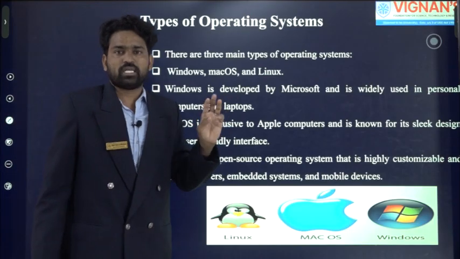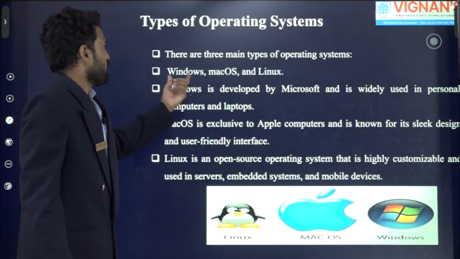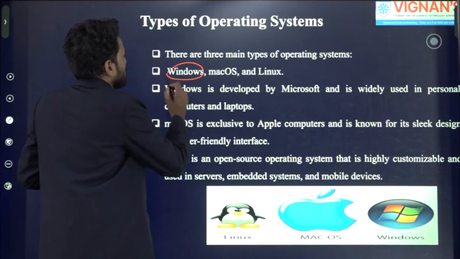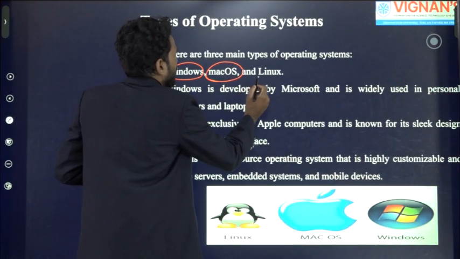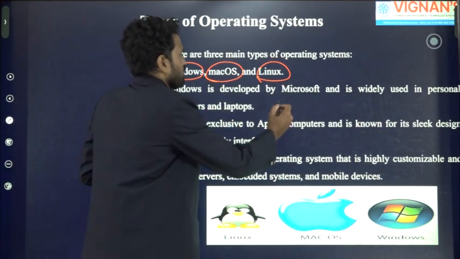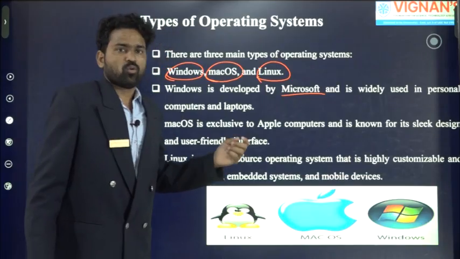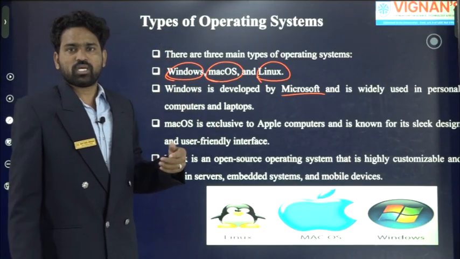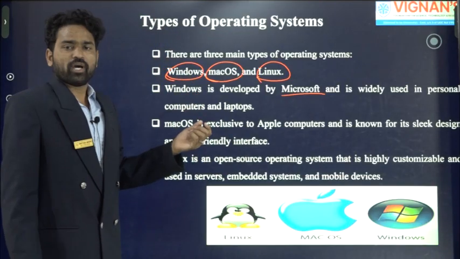Now we have three types of operating systems. One is Windows, another one is MacOS, and another one is Linux. Windows is developed by Microsoft. Microsoft is the company that developed Windows. Mostly in the world we are using Windows.